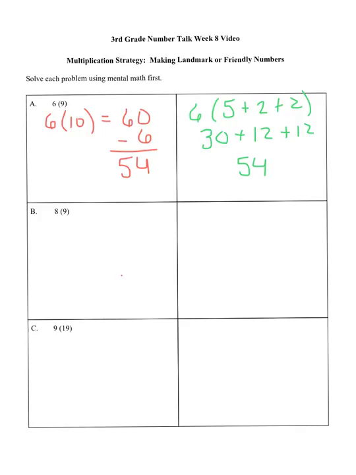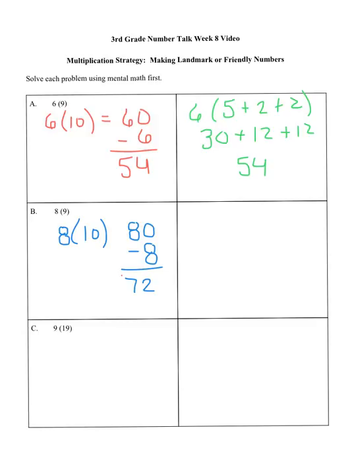Let's say we look at 8. Let's look at 8 nines. Well, you may know 8 nines is 72, or you may say, well, I'm going to look at it as 8 tens, because I just rounded the 9 up to a 10. I know 8 tens is 80, 10, 20, 30, 40, 50, 60, 70, 80. And I have one less 8. So I only have 9 of them. So when I subtract, I have an answer of 72.